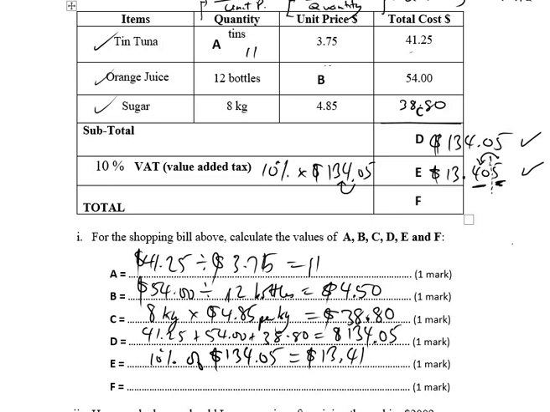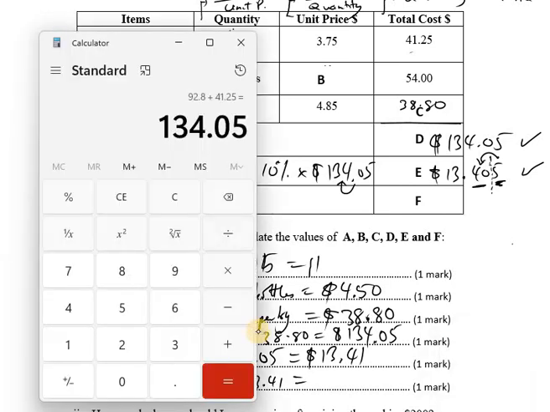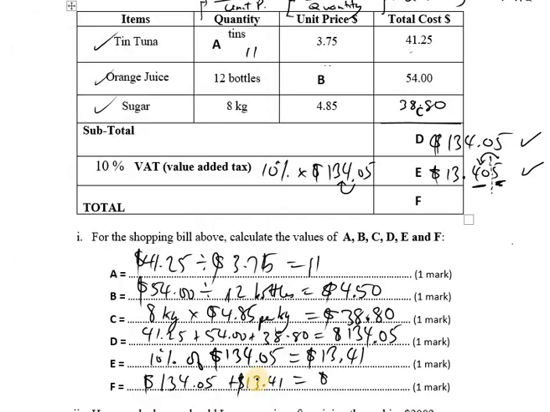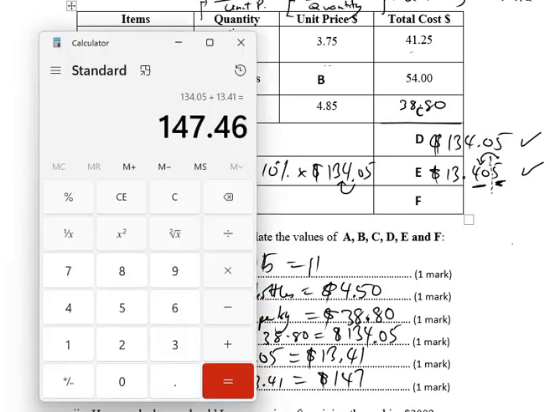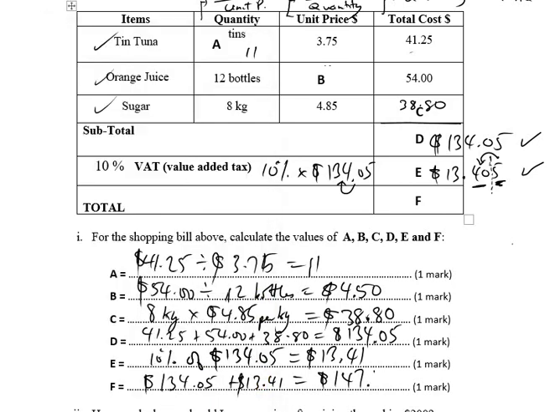All right, so when you put those together, the subtotal plus the value added tax, then you're paying a total of what? So we already have the subtotal already, 134.05. Let's add the 13.41. That's going to be 147 and 46 cents.